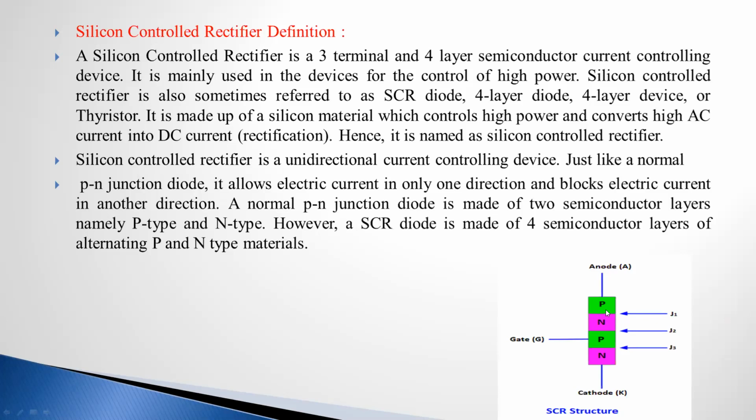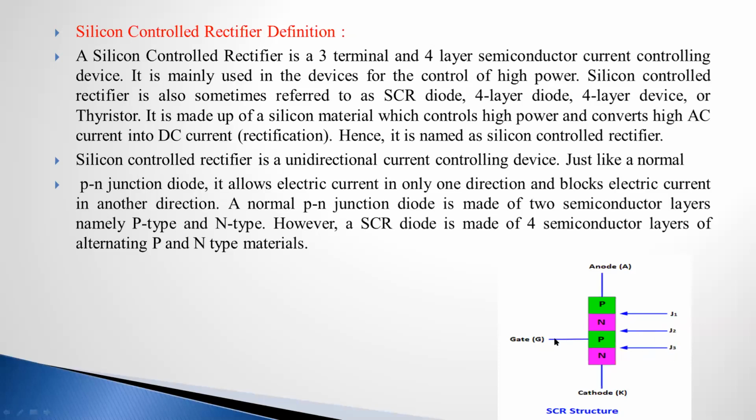Here the P material and N material are attached, and one junction is formed. Again here N material and P material are attached, and another junction is formed. Again P material and N material are attached here, and one more junction is formed. Total how many junctions are formed here? Three junctions. We call them junctions J1, J2 and J3.